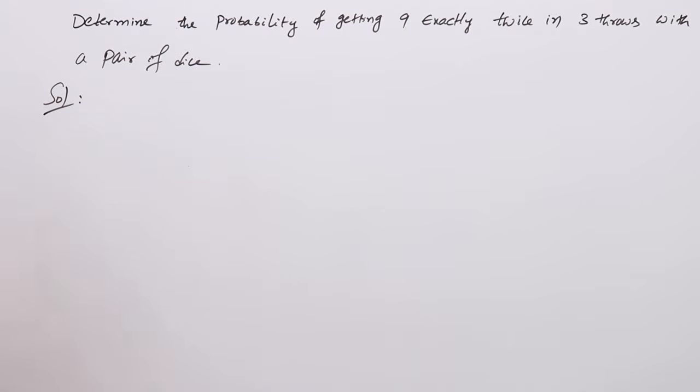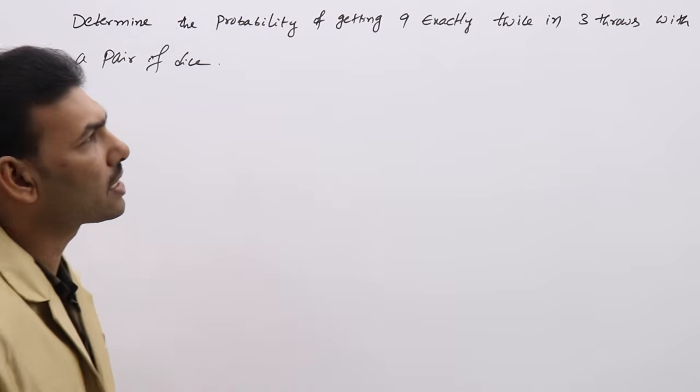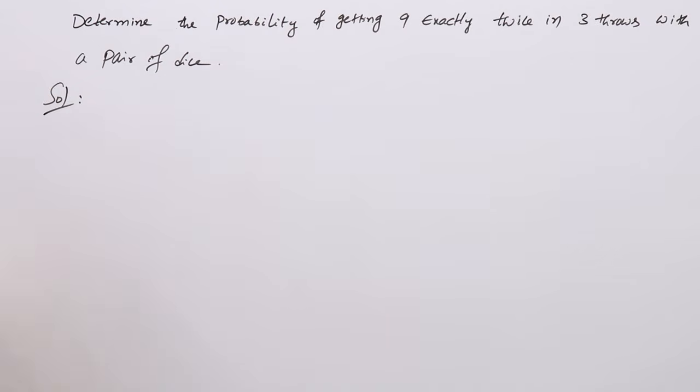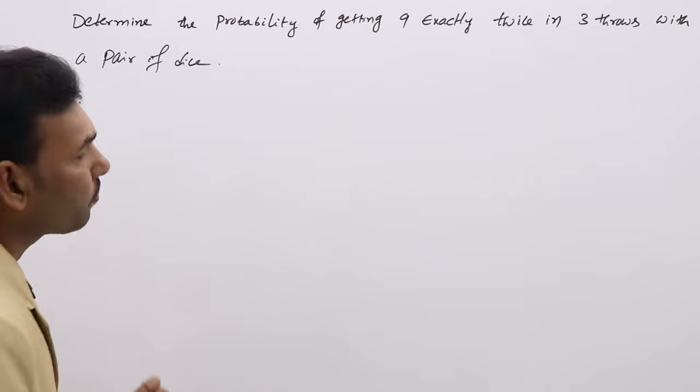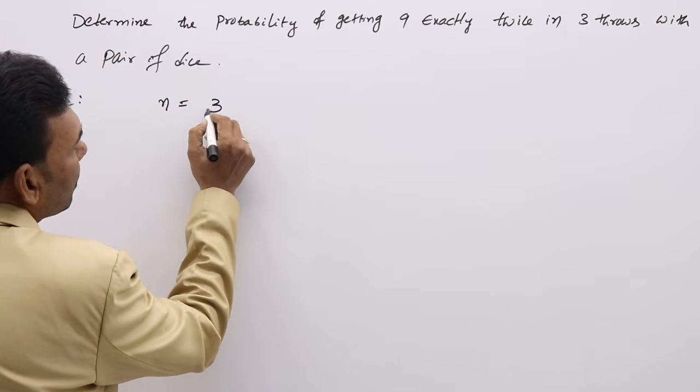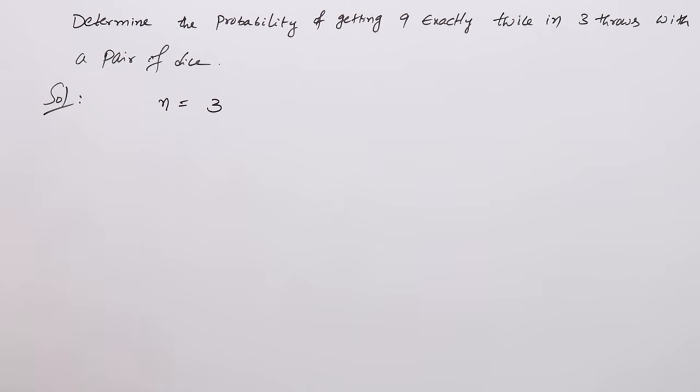Determine the probability of getting 9 exactly twice in 3 throws with a pair of dice. How many times the dice are thrown? That is n. The number of times the dice are thrown is 3 throws. n equal to 3.